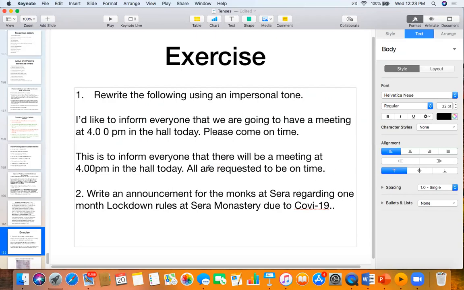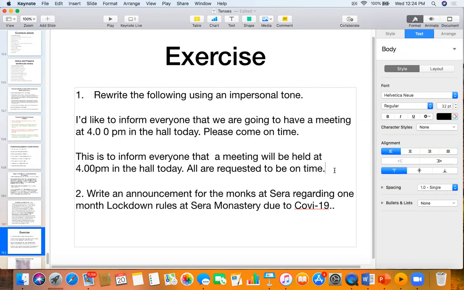Or you can say, this is to inform everyone that a meeting will be held at 4 p.m. in the hall today. A meeting will be held at 4 p.m. in the hall today. All are requested to be on time.